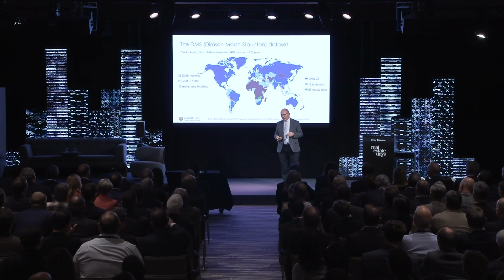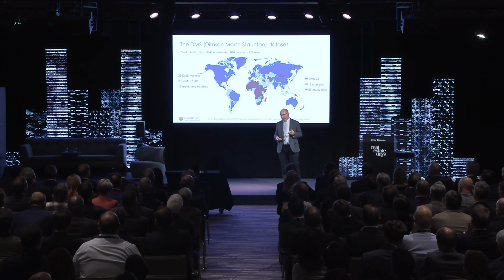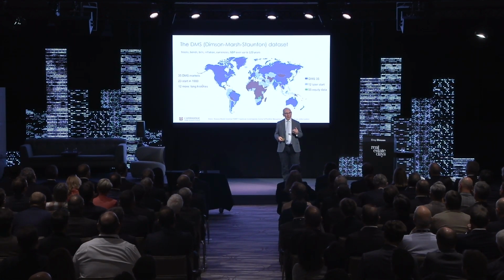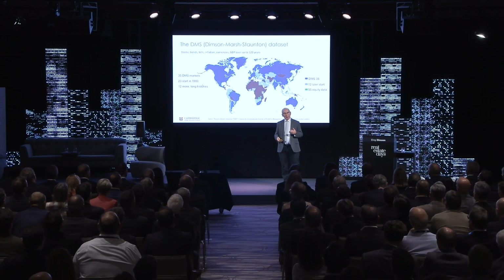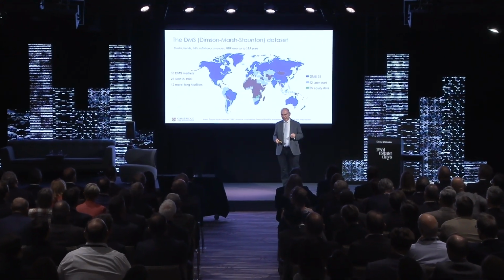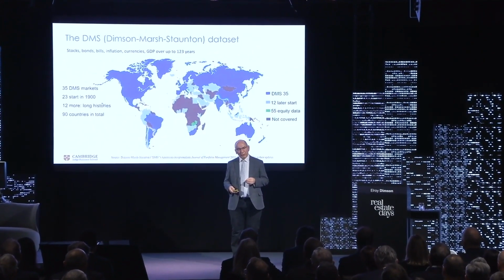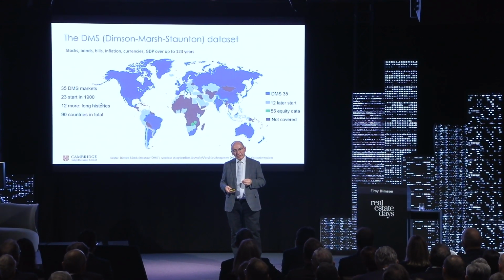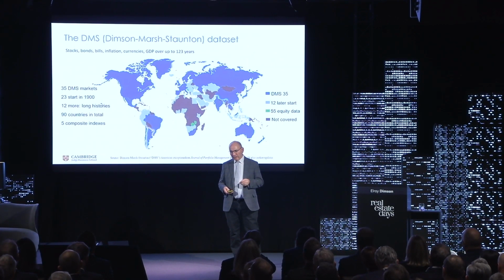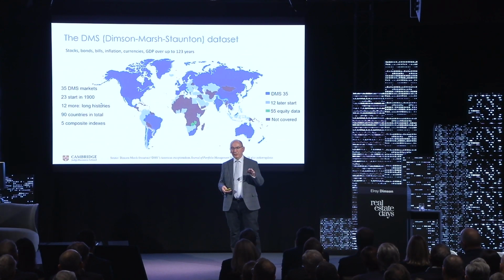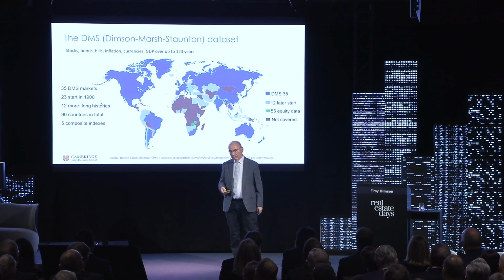So there's those 12 that start a bit later, and then there's 55 more markets for which we have equity market data, but not necessarily the full array of data that we would like to use, and there are some that are simply not covered. Altogether, we have 90 countries in total for 123 years, and we have 5 composite indices. These are indices in common currency, such as Europe or the world.